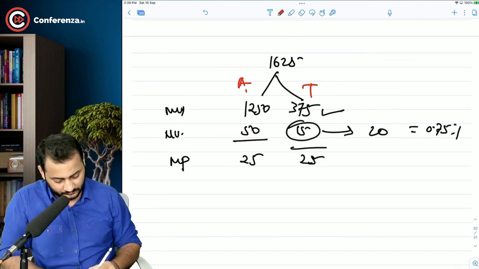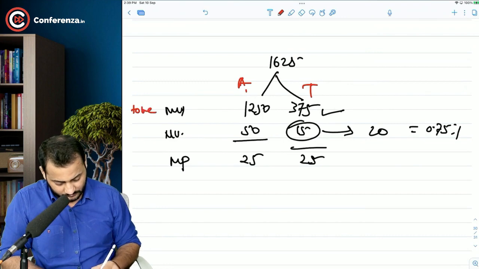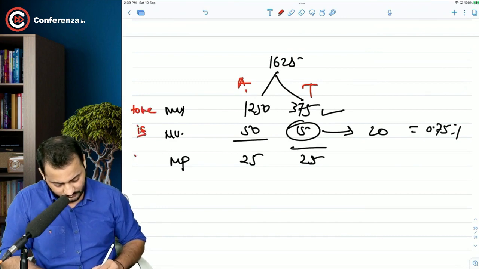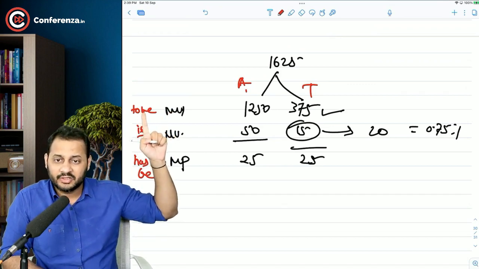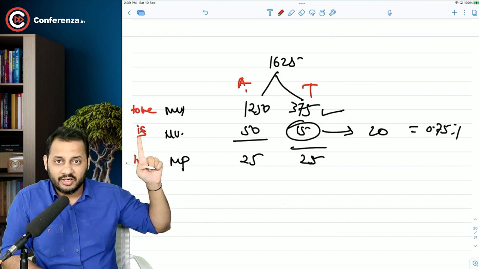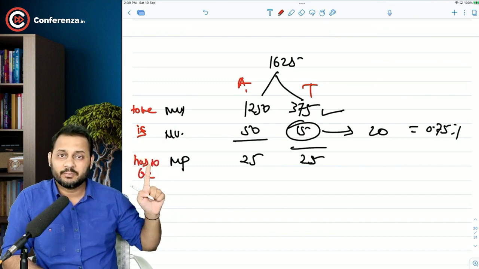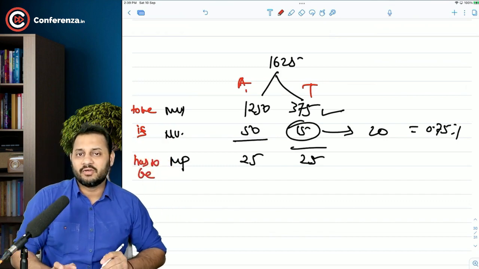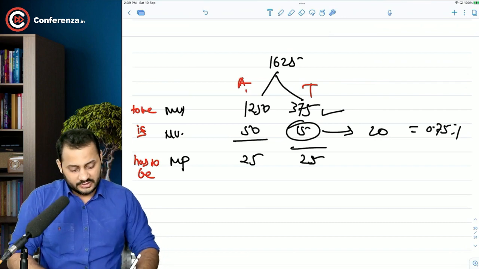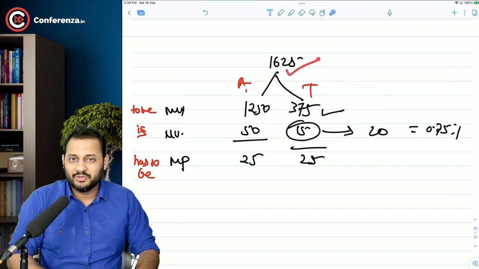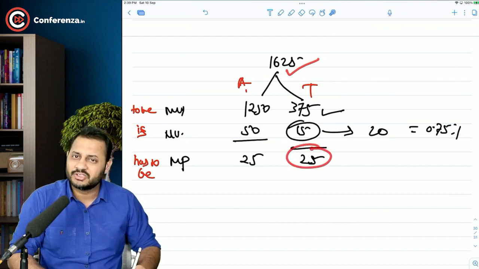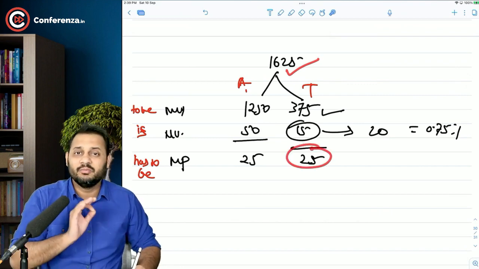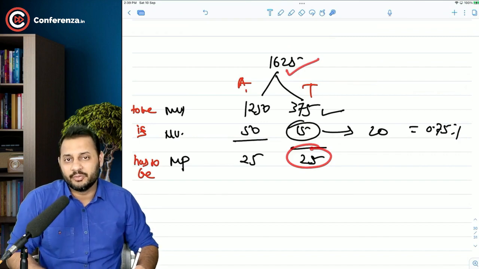See. We want the market value to be the same after the merger. This is already the same. That's why the market price has to be the same, 25. So if some shares have a market value of 25 rupees, don't you think the other shares will also be of the same price? All the shares will be of the same price, sir, 25 rupees.